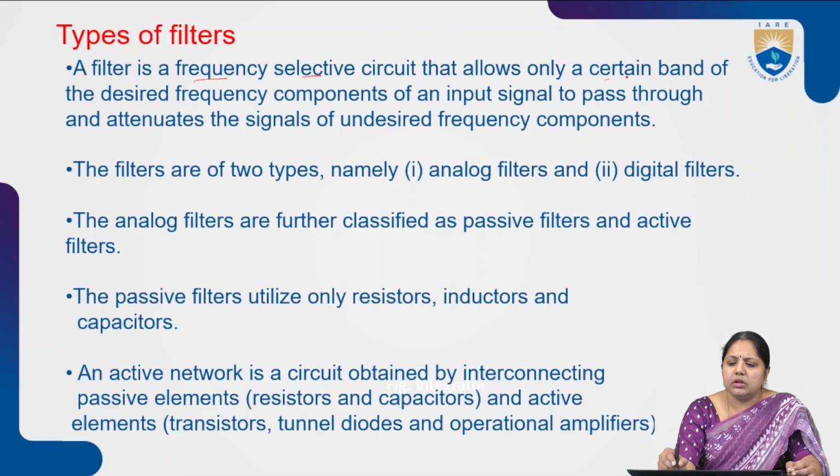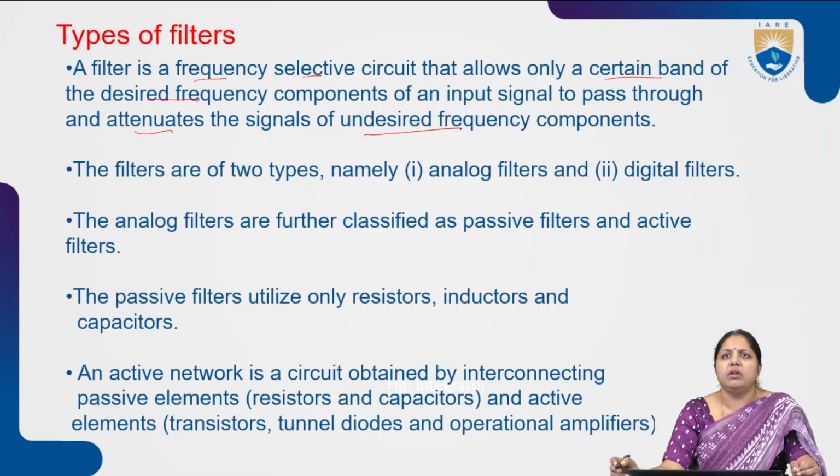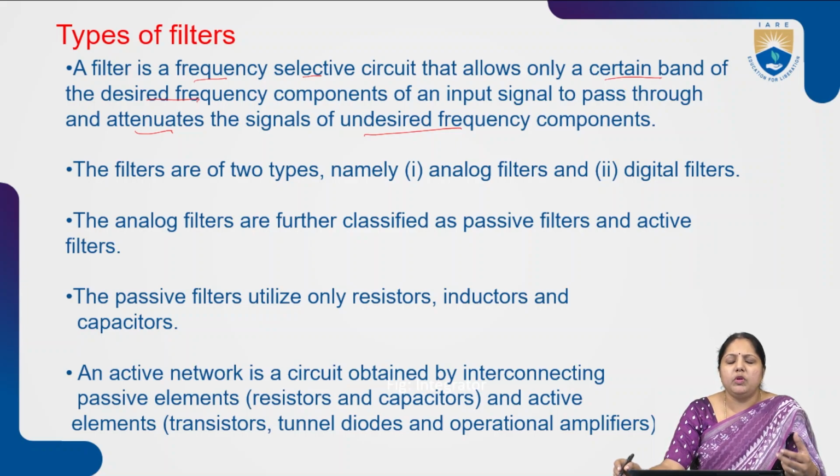It will allow a certain band of frequencies, and it attenuates the signals at undesired frequency components. So if you want to allow certain ranges of frequency, and you don't want to allow another set of frequencies, then I need to go for filters. Filters are mainly frequency selective circuits: they pass the signals within the selected frequency and attenuate all the remaining frequency components.